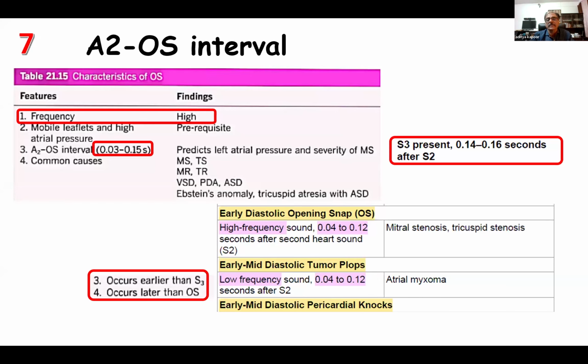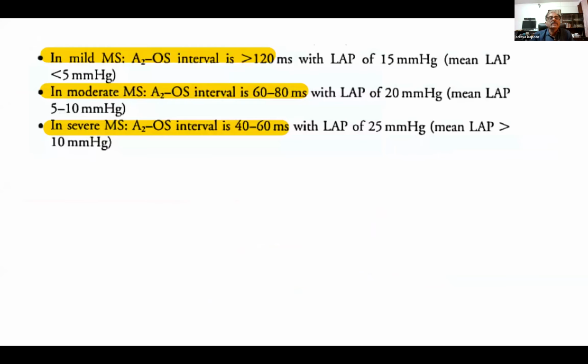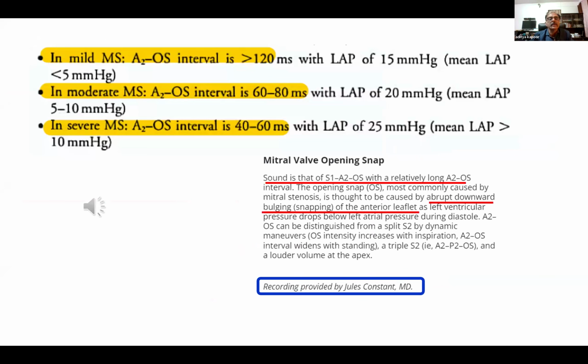Don't get confused by this. Remember these intervals. We all say that if the A2-OS interval is more than 120, then it is milder MS, while with severe MS, the interval comes down to 40 to 60 milliseconds. Of course, it is difficult to discern this. This is just a theoretical question. You should be aware of this. And I don't know again whether this will be audible.